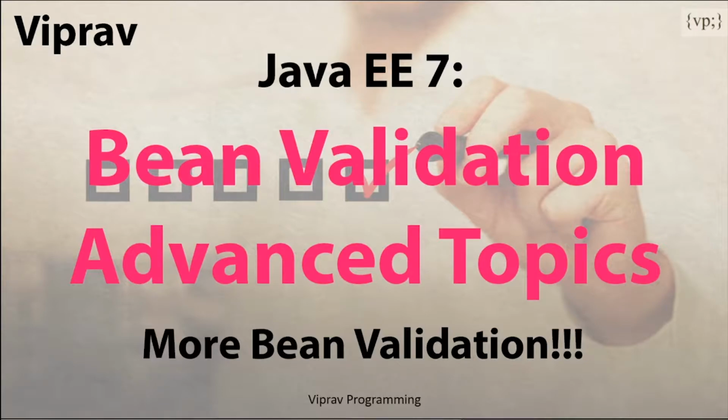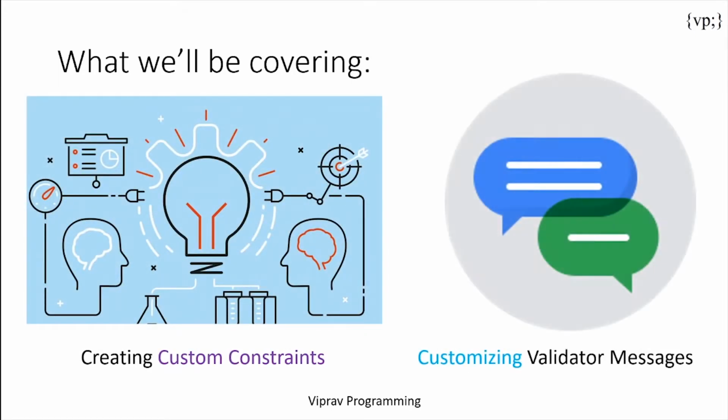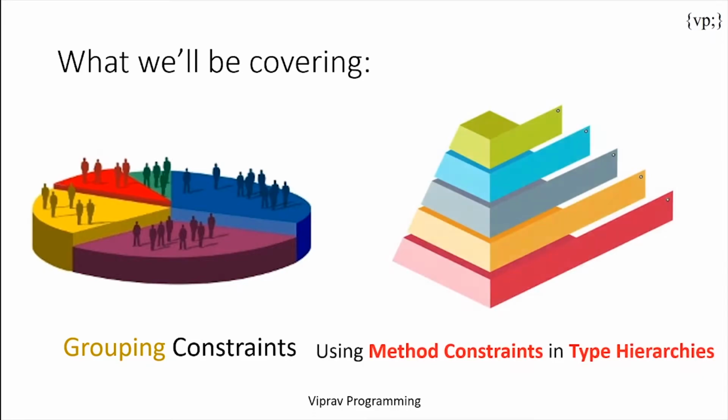In this tutorial, we'll be talking about more advanced topics on bean validation. Now, sometimes the given constraints and validator messages in the Java API may not really suit your needs. This is where custom constraints, messages, and constraint groups come in. So what we'll be covering is creating custom constraints, validator messages, grouping constraints, and using method constraints and type hierarchies.